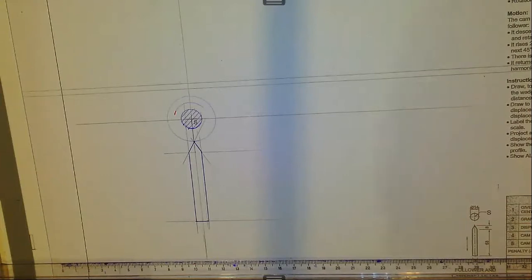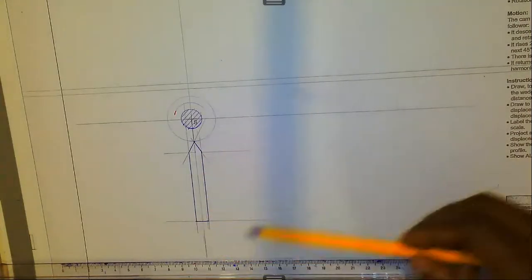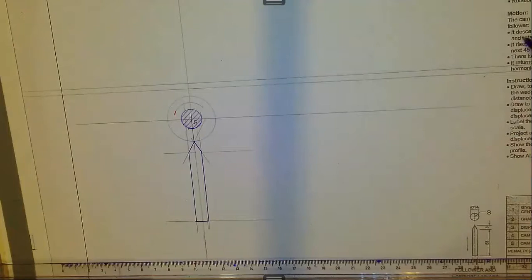Right, so now we have got this follower. We are told that it descends 56 millimeters with uniform acceleration and retardation over the first 180 degrees. We shall consider that. It rises 20 millimeters with uniform motion over the next 45 degrees. There is a dwell period for the next 45 degrees.